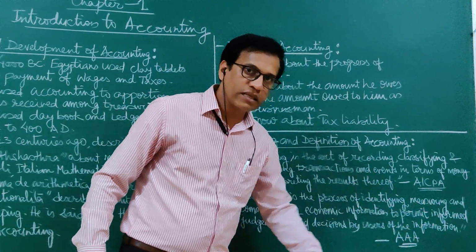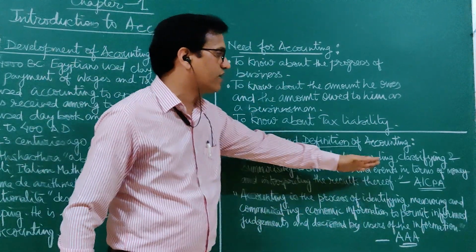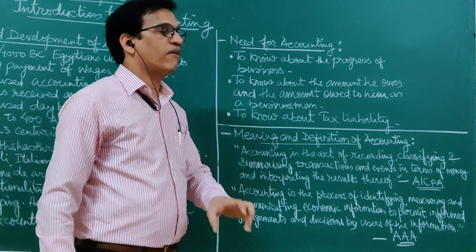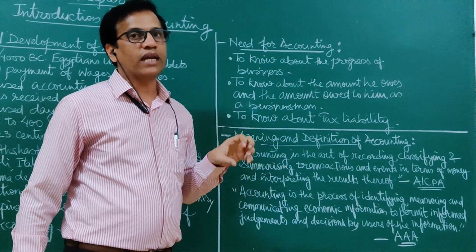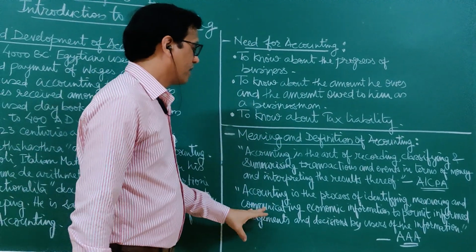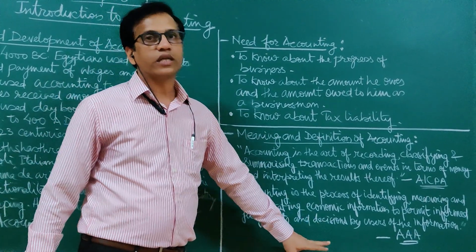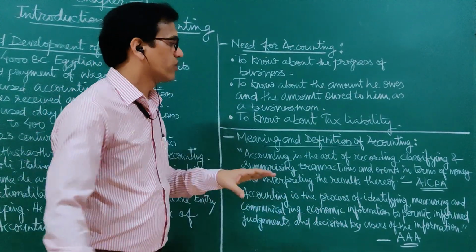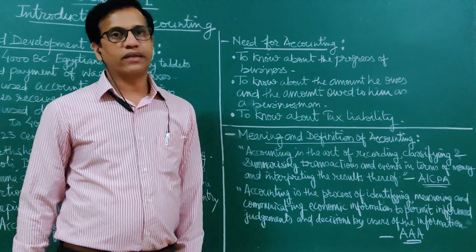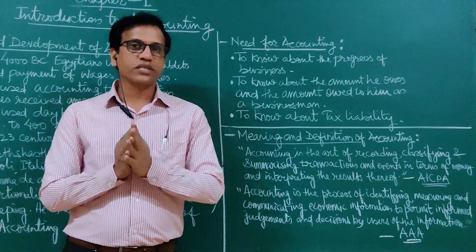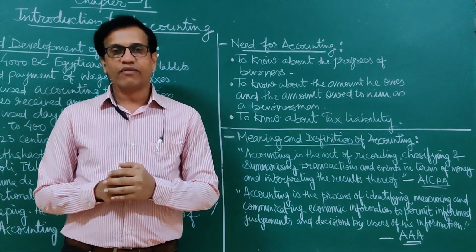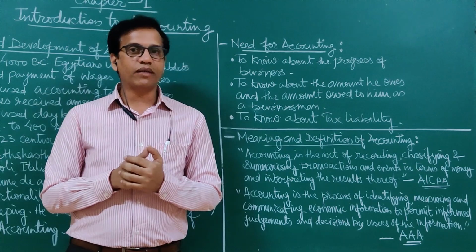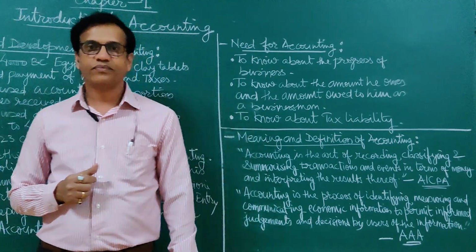that has to be measured, in what terms it has to be measured. AICPA has told us that it is to be measured in terms of money. Then after measuring and recording and classifying and summarizing, it is communicated to the users of this information. That means for whom we are maintaining it, to them it has to be communicated. So on the basis of these two definitions, one standard meaning we can establish. So what that standard meaning can be, let's have a look at that.